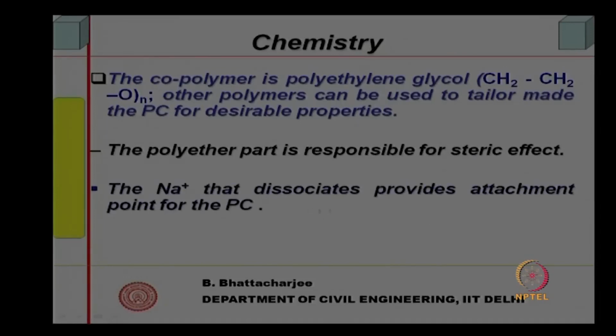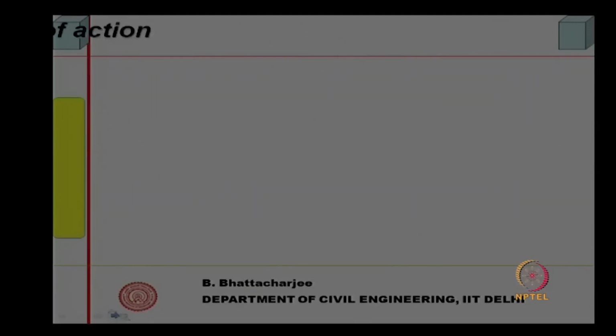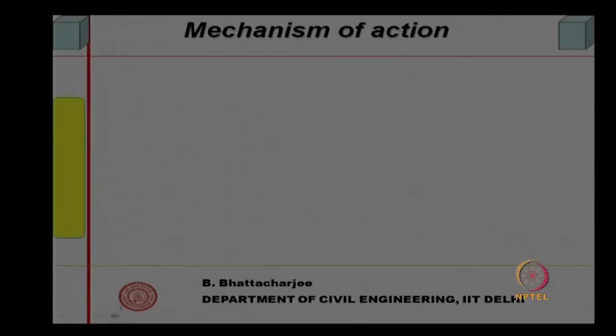The sodium that dissociates provides the attachment point for PC. So PC gets attached to the cement because sodium dissociates, and that is how the chemistry of plasticizers and superplasticizers works.